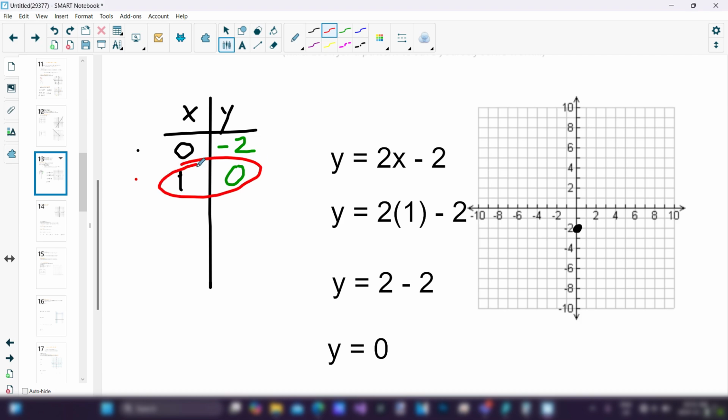So I'll plot the second point. 1 on the x, and then I don't move on the y. So the second point is right here.